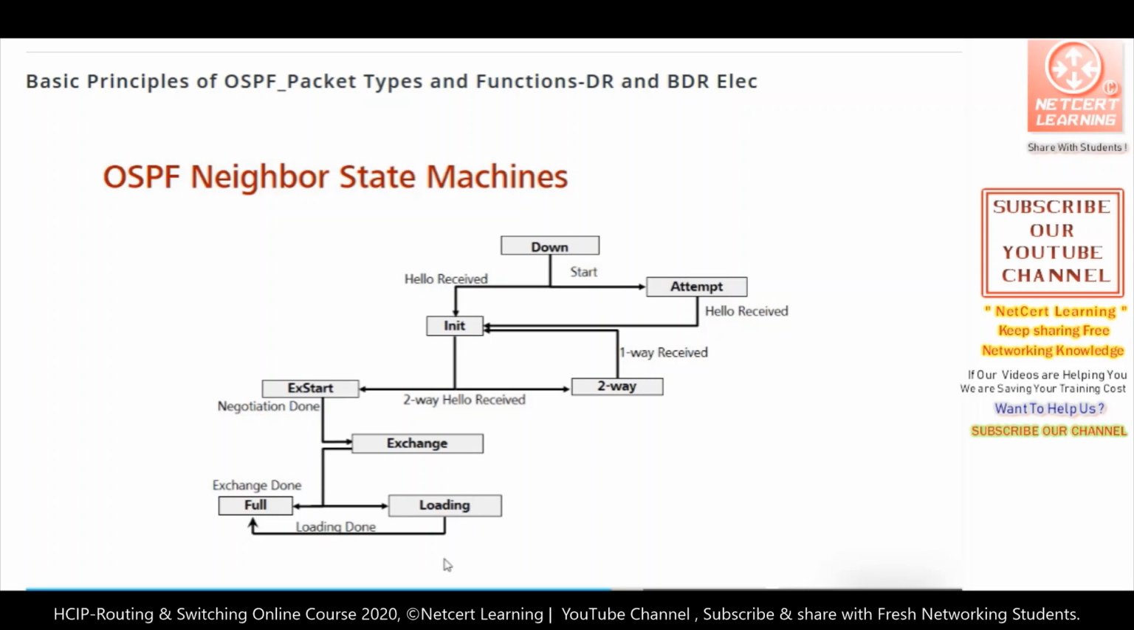And finally, we will have the full state. In this state, the link state request list is empty, which means that all the LSDB is synchronized with its neighbor and it indicates the full neighbor adjacency. So here we have all the states of the OSPF neighbor state machine.